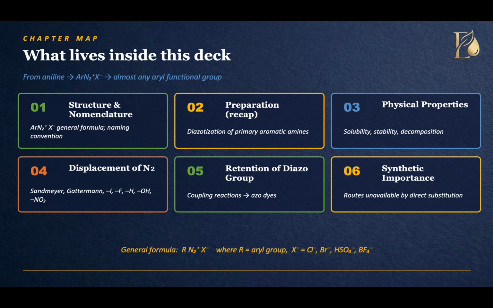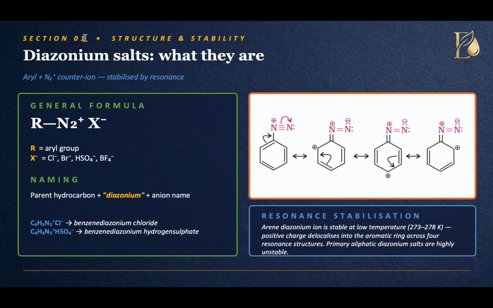So let us start with section 1, structure and stability. So diazonium salts, we know what are diazonium salts. They have a general formula RN2+X-. Here R is the aromatic compound and X is the counter ion, and X can be any type of counter ion such as chloride, bromide, hydrogen sulfate or fluoroborate or something like that. Okay. And the compound is stabilized through resonance.